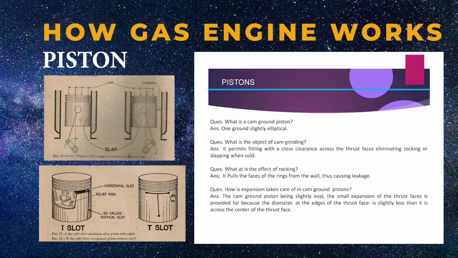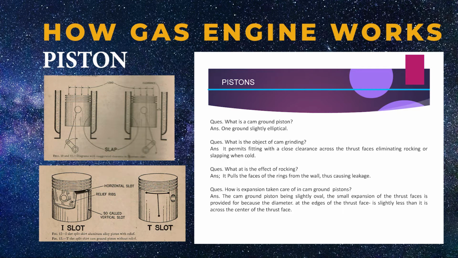Question. What is a cam ground piston? Answer. One ground slightly elliptical. Question. What is the object of cam grinding? Answer. It permits fitting with a close clearance across the thrust faces, eliminating rocking or slapping when cold. Question. What is the effect of rocking? Answer. It pulls the faces of the rings from the wall, thus causing leakage.